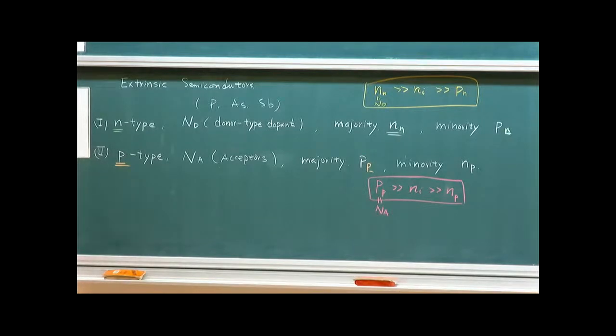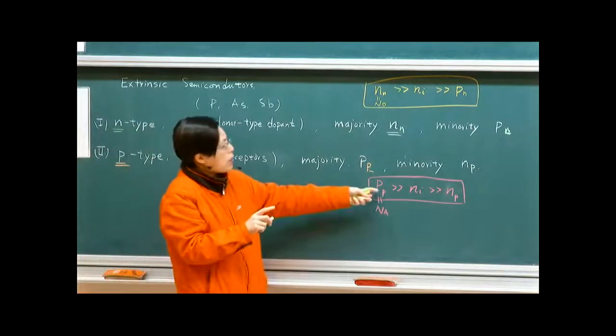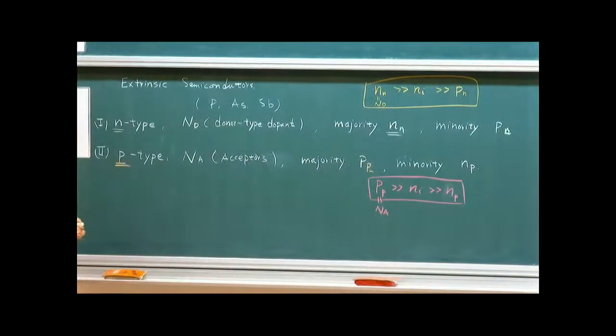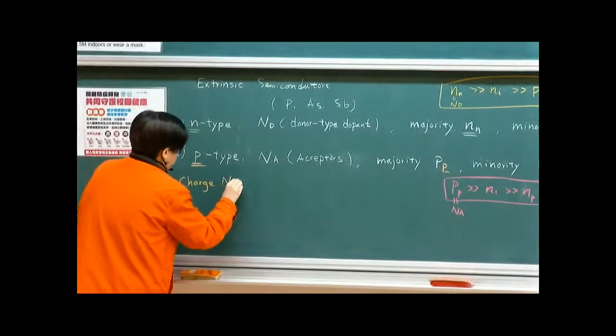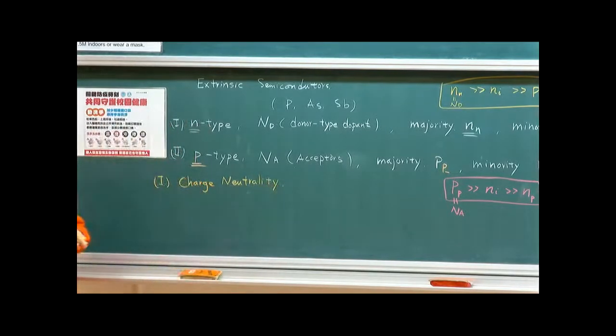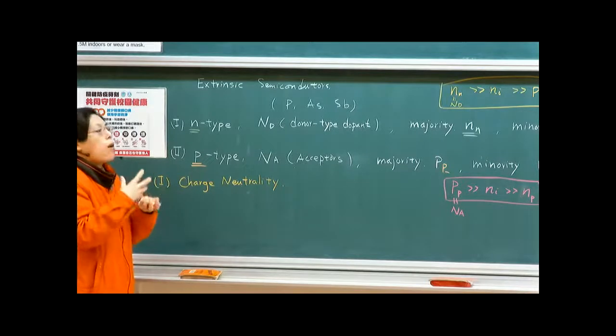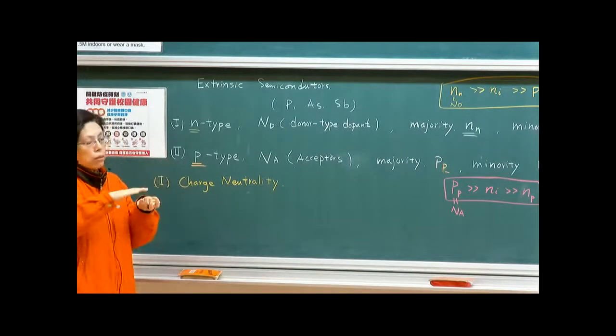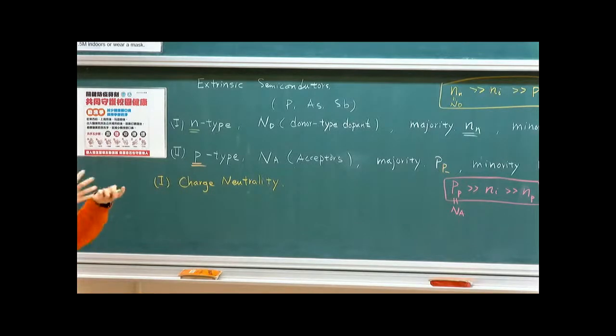Let me write down how you find these majority and minority carrier concentrations based on two rules. One is the charge. One of the key important things you need to remember is that in a piece of material, you want to make sure that your charge is neutral. It does not contain any net charge, otherwise it would be a charged element. So if you have a piece of semiconductor, the net charge is 0.